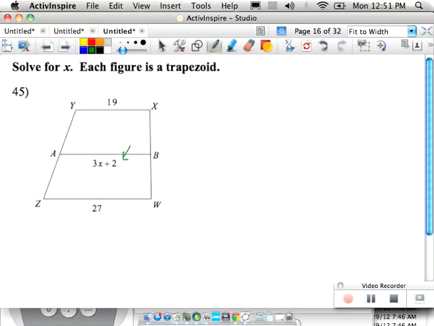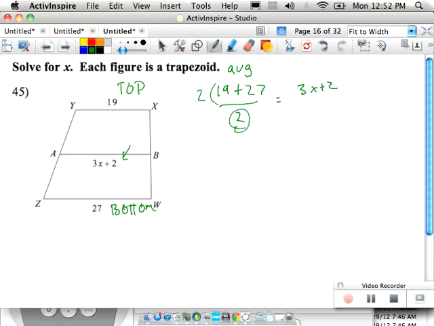All right. For example, here, when your algebra is going to be a little more complex, it's going to take a little bit more time, a little bit more setup. So we're going to take the top and bottom, we're going to average them, and then we're going to get the middle. That means that we have 19 plus 27. We're going to divide that by 2. And that's going to give us the middle piece. So the average of the top and bottom is going to equal the middle, which is 3x plus 2.